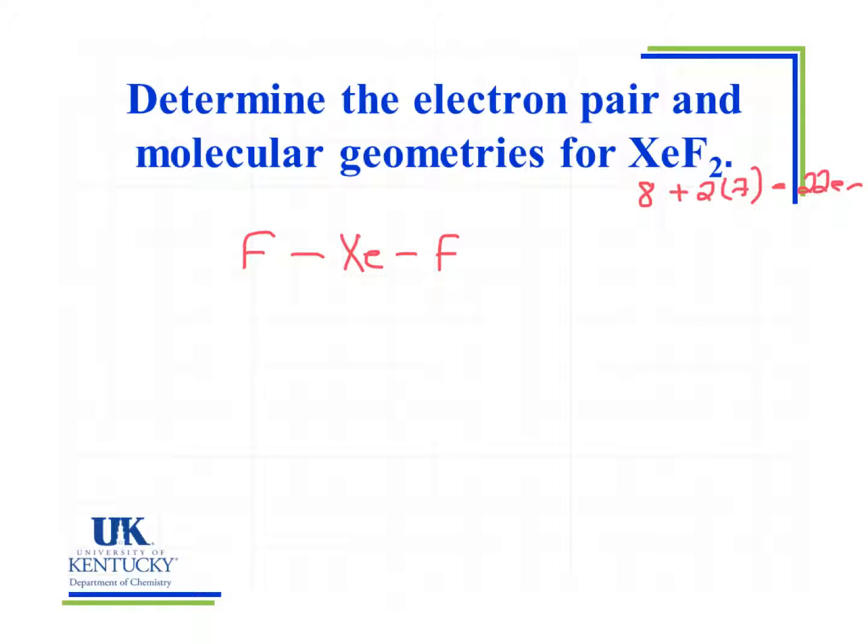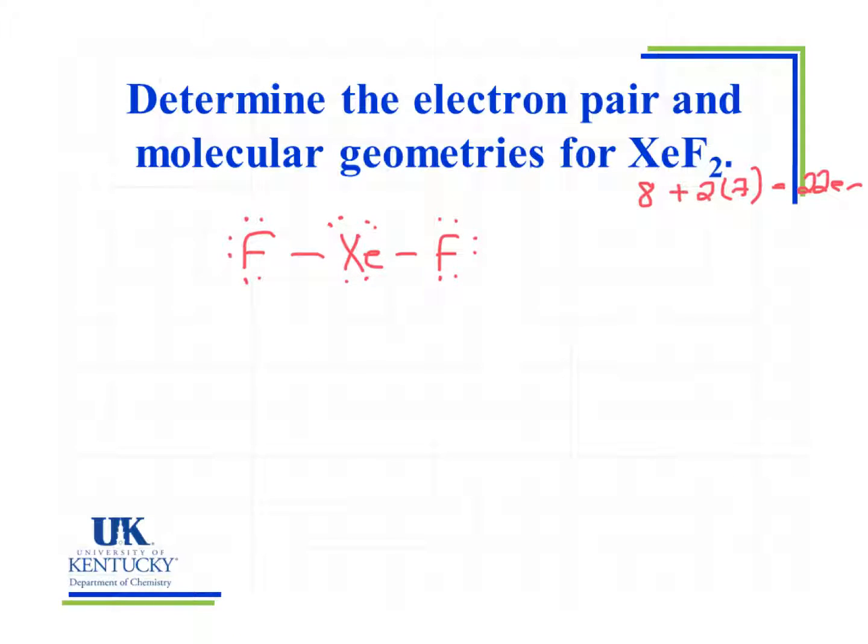I have 18 left. I'm going to fill in the octet around each of my terminal fluorine atoms. Now that I've done that, I've used up 16 of my electrons. I see that I still have 6 additional electrons left, so I'm going to put those on the central xenon atom, and now I can see what my Lewis structure is for my molecule.